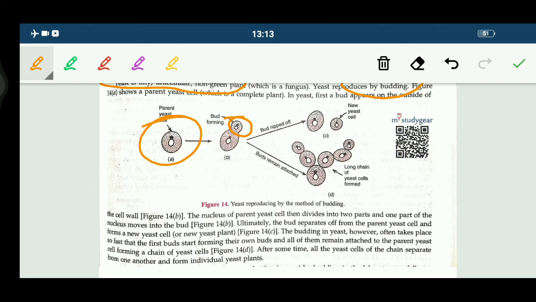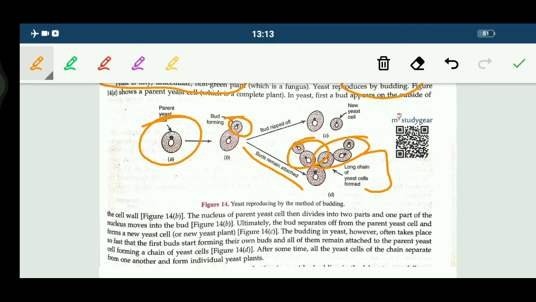So you can see here the long chain of yeast cells forming. Now the buds remain attached, you can see a number of buds are there. The budding in yeast often takes place so fast that the first buds start forming their own buds, and they remain attached to the parent yeast cell, forming a chain of yeast cells. You can see a chain has been formed.